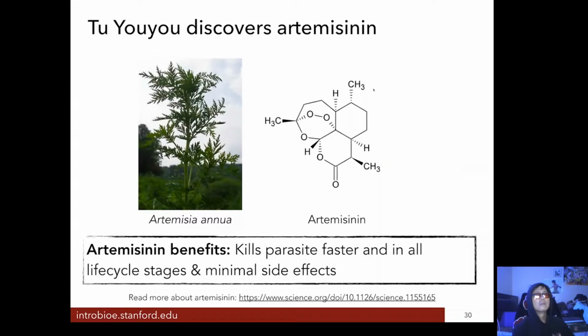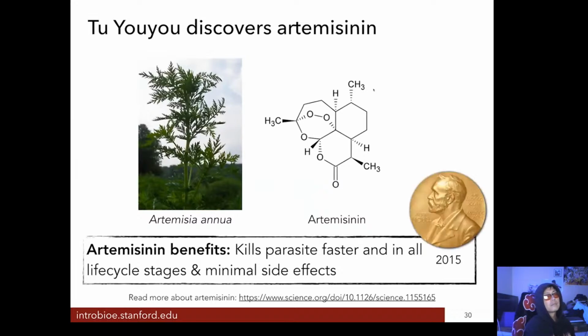So once she discovers this through her cell-based screens, they start clinical trials in people and discover that not only does it work well at curing malaria, it has fewer side effects than chloroquine or quinine. And so Tu Youyou gets the Nobel Prize for Medicine in 2015 for this discovery. And that's a very exciting time because we now have a new and even more effective treatment for malaria, which is still a problematic disease worldwide.